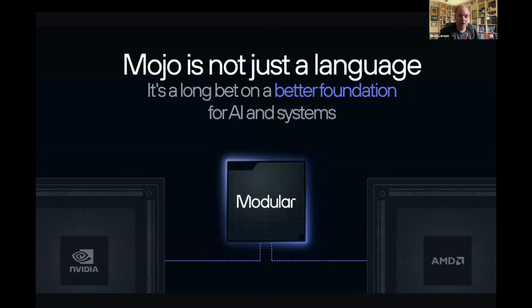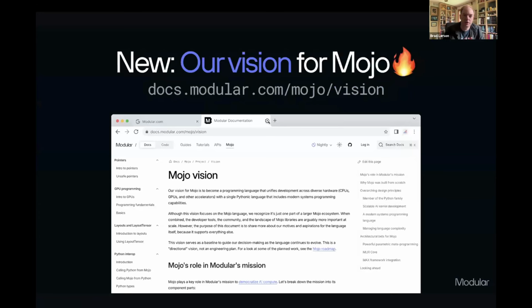I want to say that Mojo and the technology behind it are the bedrock for everything we build at Modular. We've built a vertical stack on top of this that represents our bet on a more scalable, easier to use foundation for AI and more. The Mojo Vision document that we just published at docs.modular.com describes why we built Mojo in the first place, as well as our philosophy around the language and its frameworks. You can see the link there, but you can also just go to our Mojo docs and find it very easily.